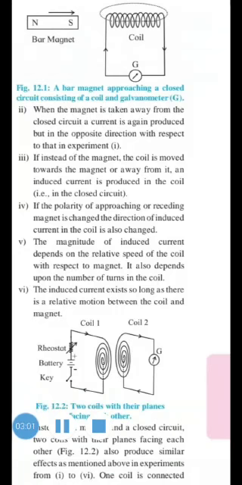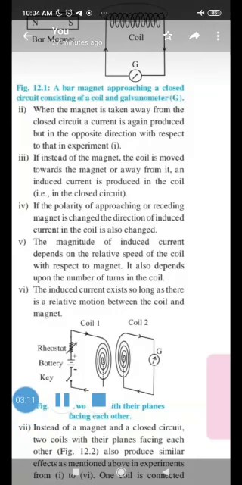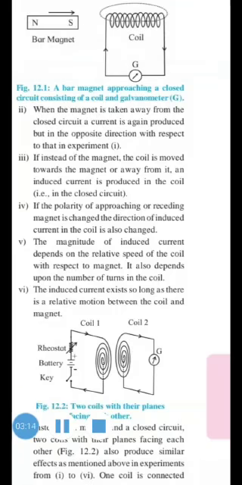Now, instead of the magnet, the coil is moved towards the magnet or away from the magnet. An induced current is produced in the coil, that is in the closed circuit. Now, when the polarities are changed, the direction of the induced current in the coil is also changed. That means in the figure we have shown the south pole of the magnet facing the coil. Now when the north pole is facing the coil, the direction of the induced current reverses.